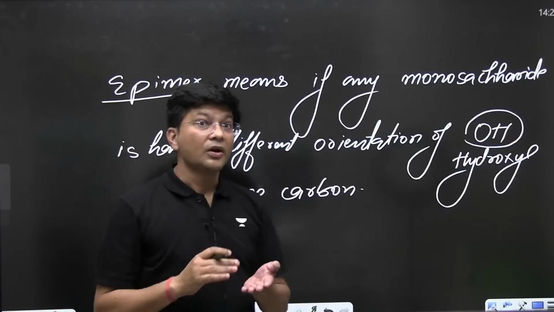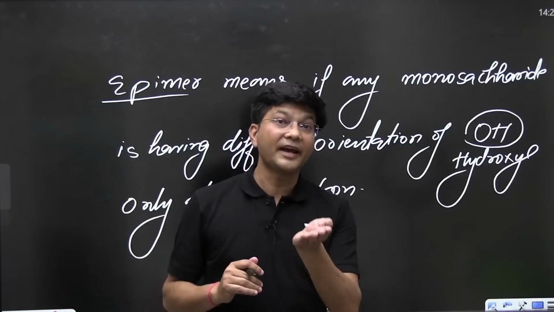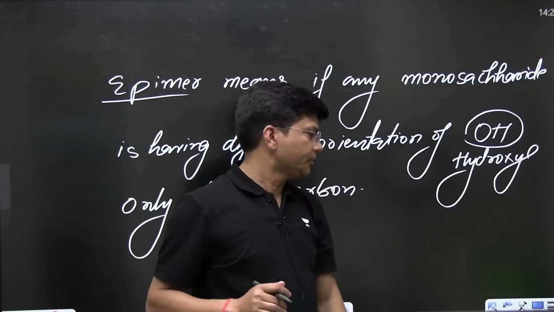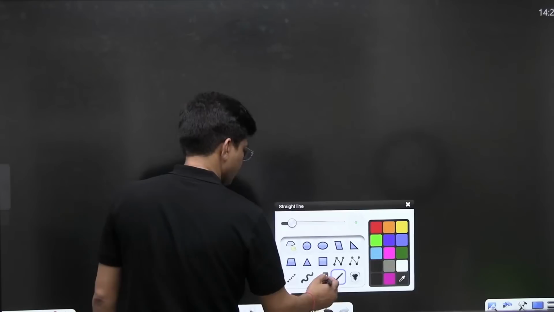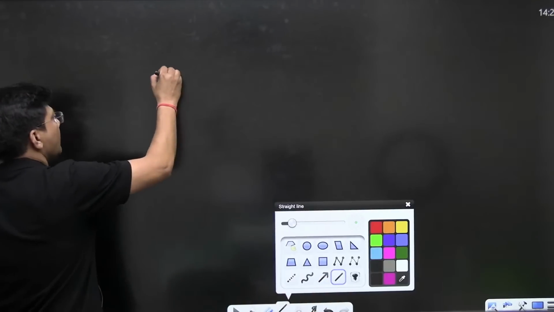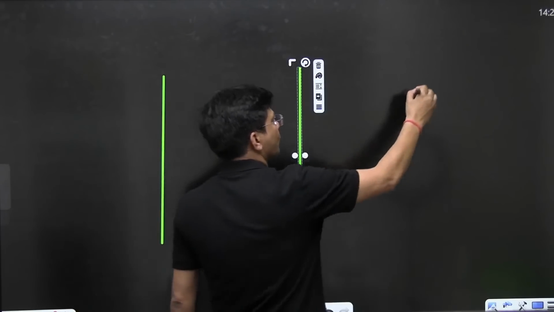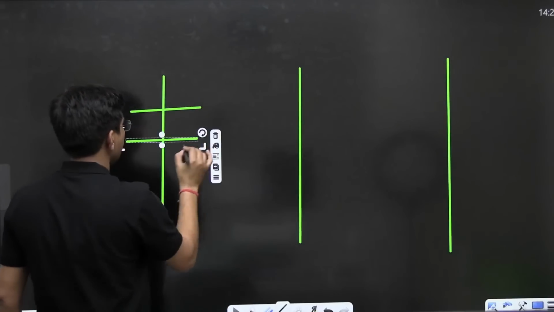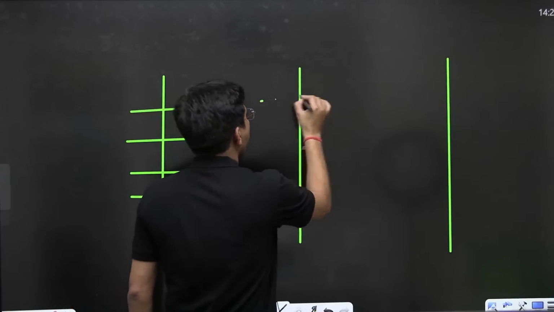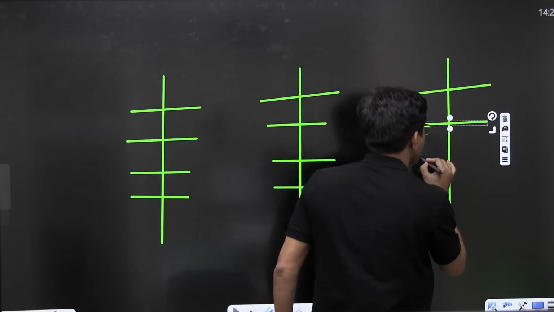For example, glucose and mannose are epimers. Glucose and galactose are epimers. Just let me show you the structures. Everyone, just try to focus on these three structures. 1, 2, 3, 4. 1, 2, 3, 4. 1, 2, 3, 4.